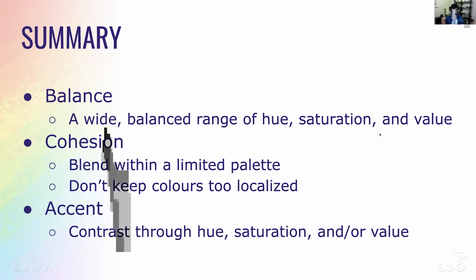So the take-home messages: when you're choosing your color palette, you keep in mind balance, cohesion, and accent. To maintain balance, you have a wide and balanced range of hue, saturation, and value. To maintain cohesion, you keep your palette limited instead of adding new colors, and you blend within this palette. And you make sure that colors are not too localized within your painting. And finally, design your palette so you can accent parts of your painting through contrast through any combination of hue, saturation, and value.